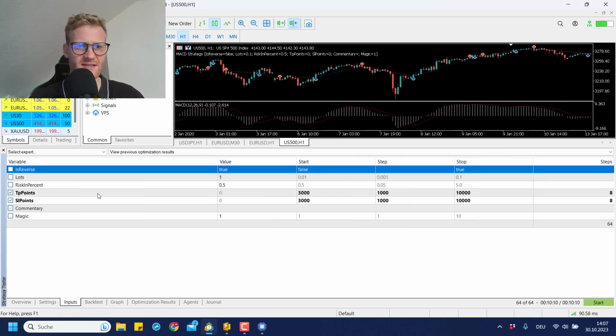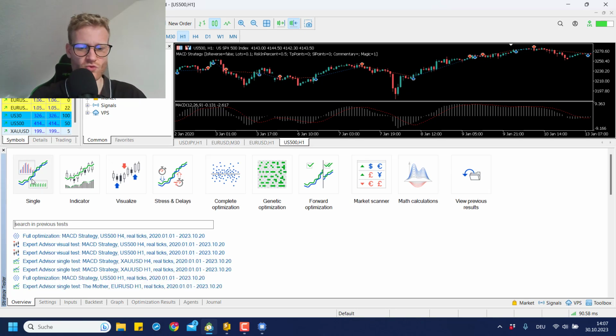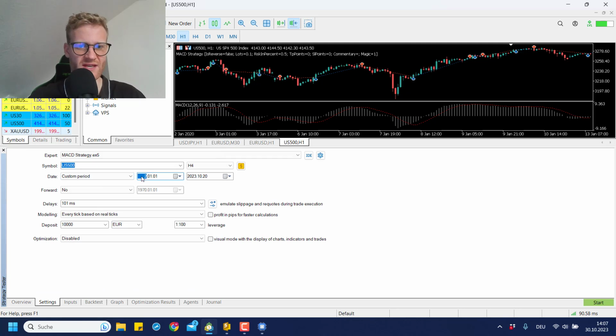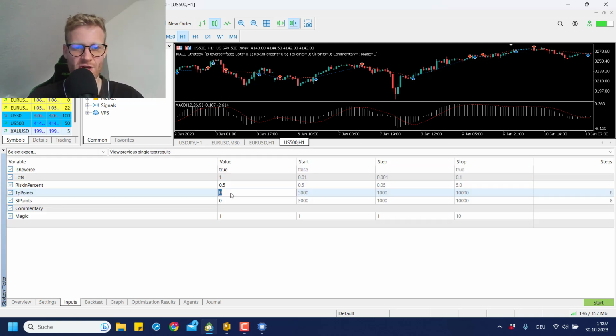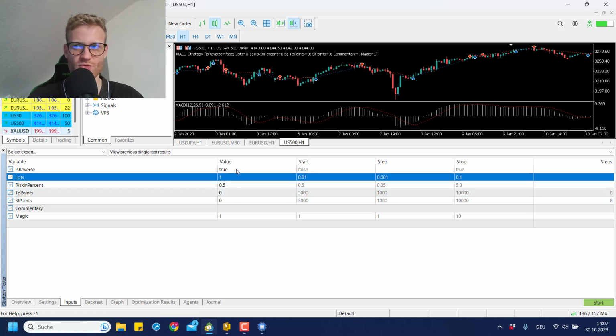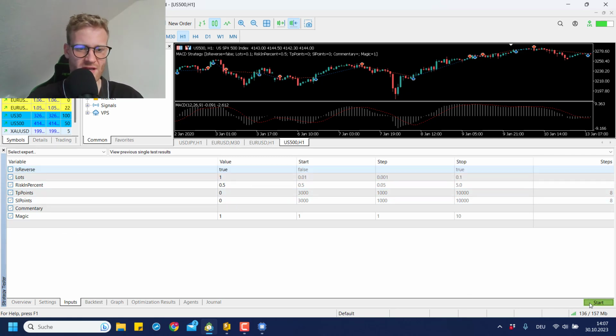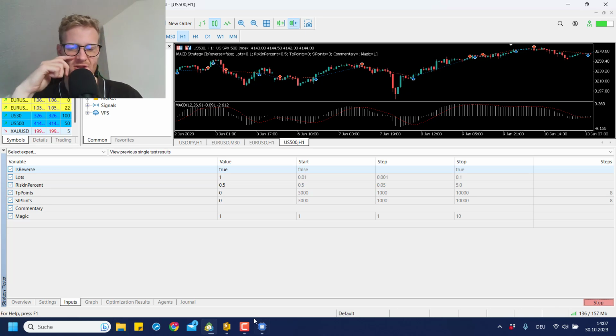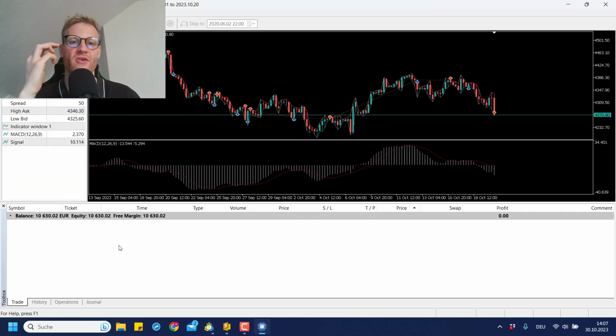Maybe we can test starting from 2015 like this. And then let's just not use TP and stop loss. We still go with the reversed version and give it a go. And yeah, this time I'm not running it in the visual mode because we saw this already. So we will just have a look at the graph for the outcome.